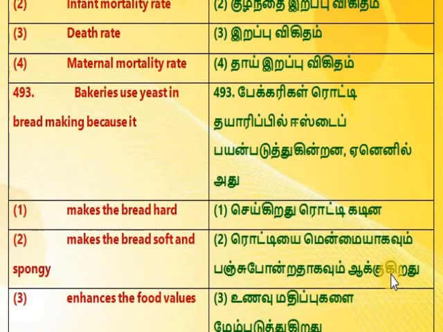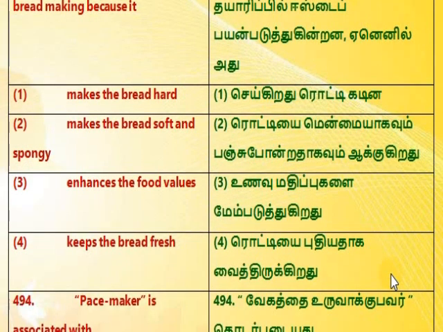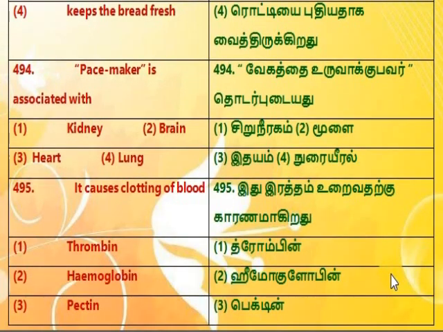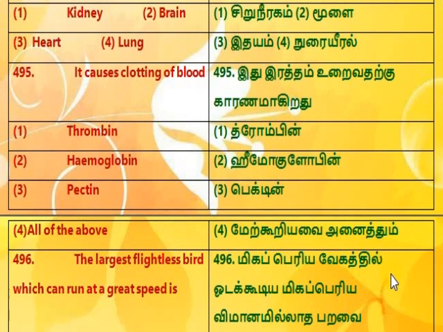493. Bakeries use yeast in bread making because it: 1. Makes the bread hard. 2. Makes the bread soft and spongy. 3. Enhances the food values. 4. Keeps the bread fresh. 494. Pacemaker is associated with: 1. Kidney. 2. Brain. 3. Heart. 4. Lung. 495. It causes clotting of blood: 1. Thrombin. 2. Hemoglobin. 3. Pectin. 4. All of the above.